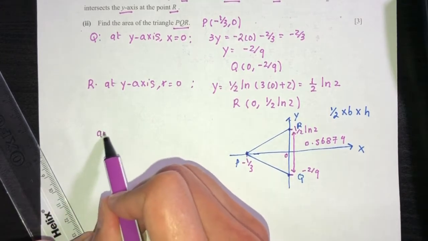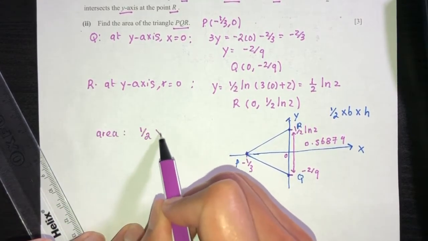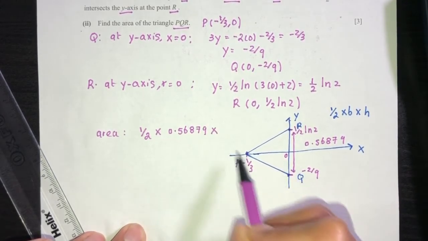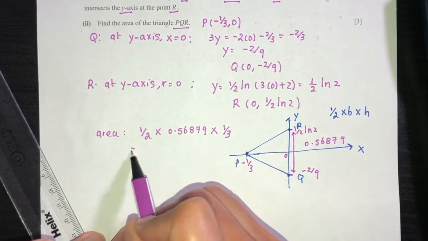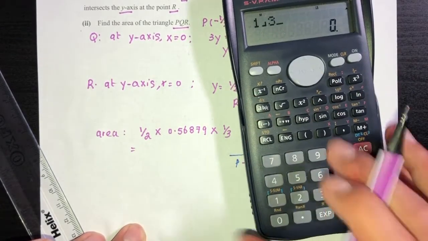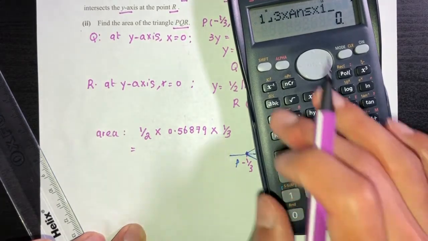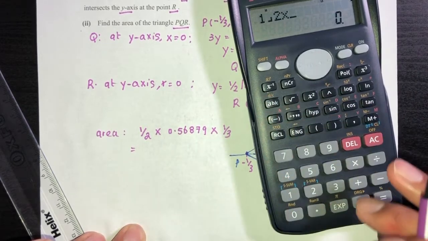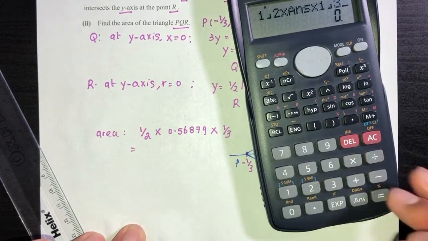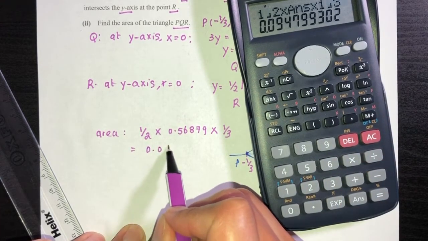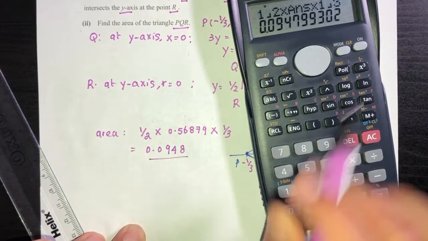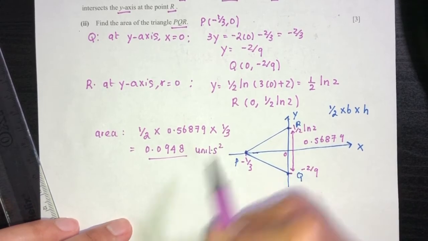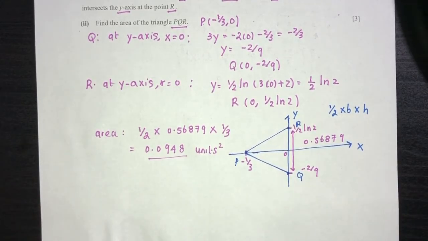So area of triangle is half times base, which is this one, 0.56879, and times height, which is 1 over 3. Sorry, 1 over 2 times this value times 1 over 3. That should give you 0.0948. That is your area of triangle for PQR. You can write units square. And that is your question number 5.